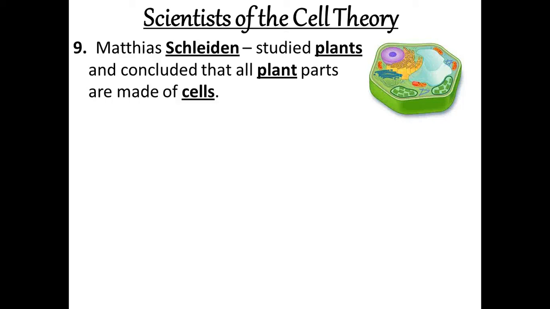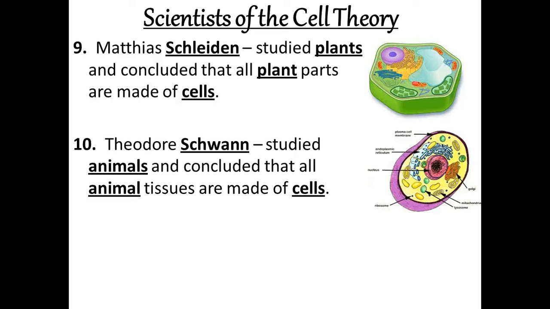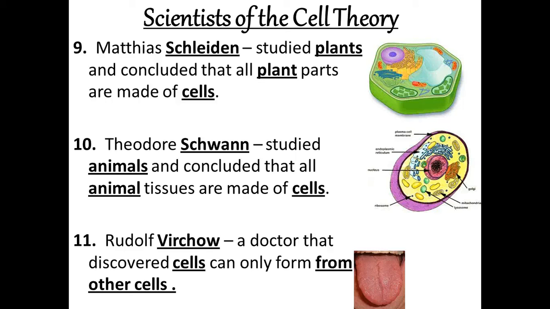Matthias Schleiden studied plants, and he concluded that plant parts are made of cells. Theodor Schwann studied animals and concluded that all animal tissues are made of cells. And Rudolf Virchow, a doctor, discovered that cells can only come from other cells.